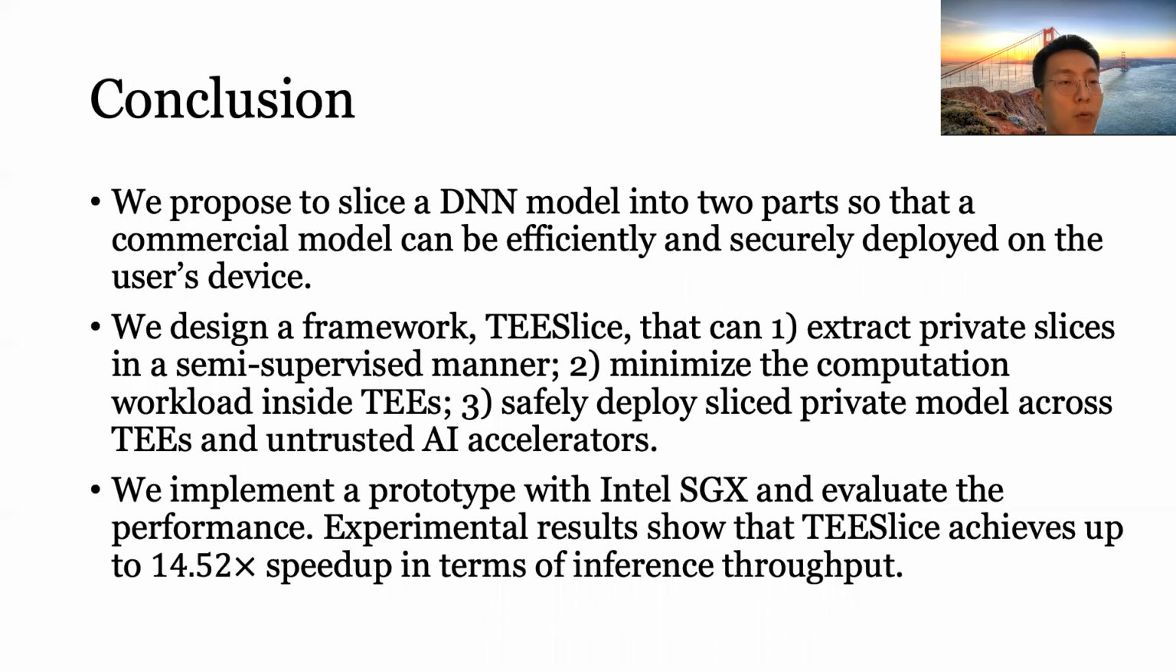In conclusion, we propose to slice a DNN model into two parts so that a commercial model can be efficiently and securely deployed on the user's device. We design a framework, TEESlice, that can first extract private slices in a semi-supervised manner. Second, minimize the computation workload inside TEEs. Third, safely deploy sliced private model across TEEs and untrusted AI accelerators. We implement a prototype with Intel SGX and evaluate the performance. Experimental results show that TEESlice achieves up to 14 times speed up in terms of the inference throughput.